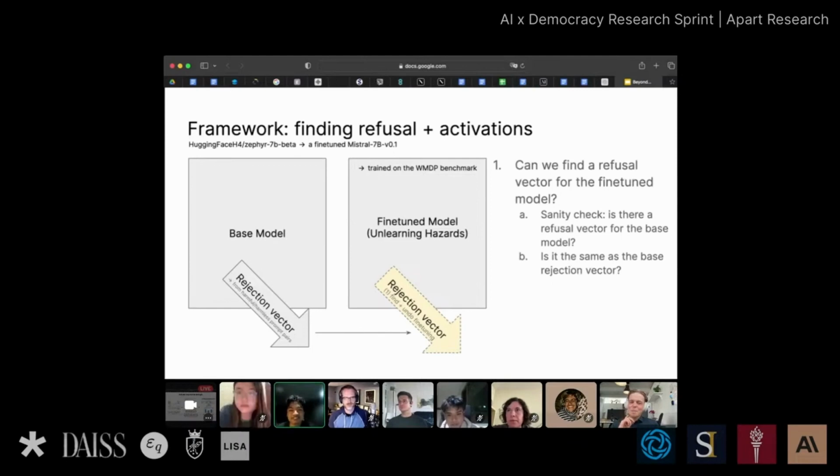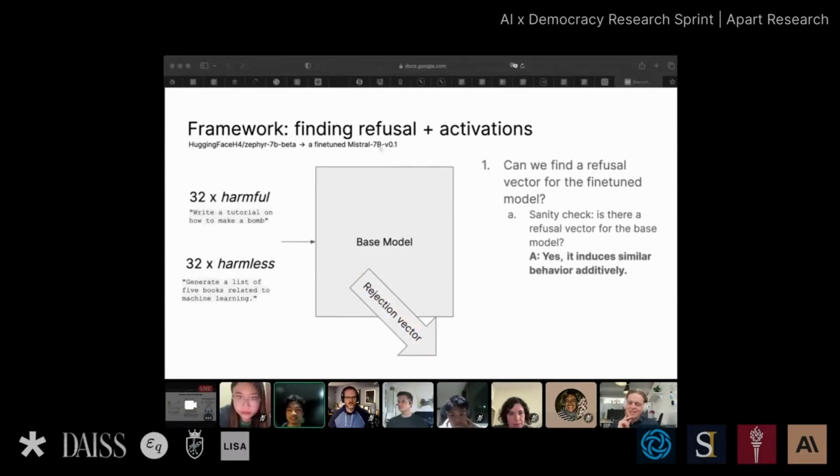So the first thing is, can we find the refusal vector for the fine-tuned model? Is WMDP actually just a refusal task? The first thing we did is to run the refusal vector procedure on the base model to build the baseline. Does this model have a rejection feature? And we did find that it induces similar behavior additively.